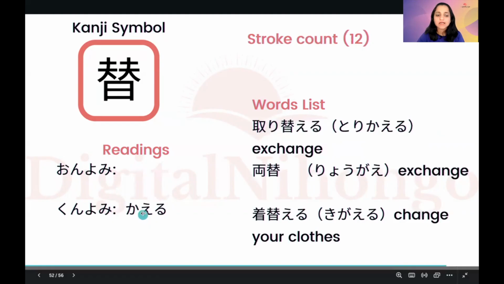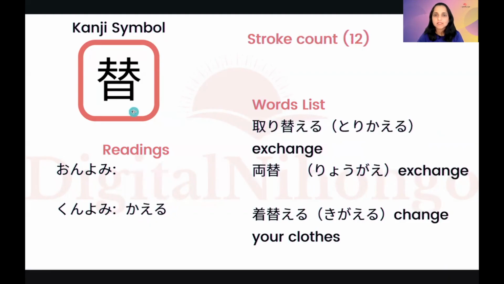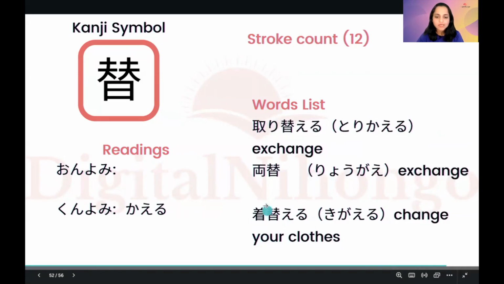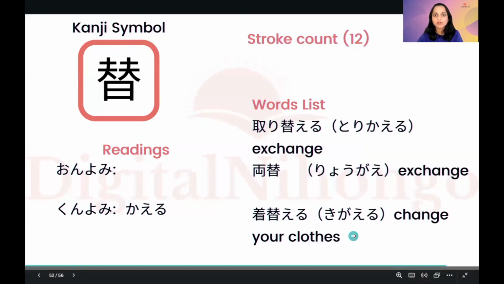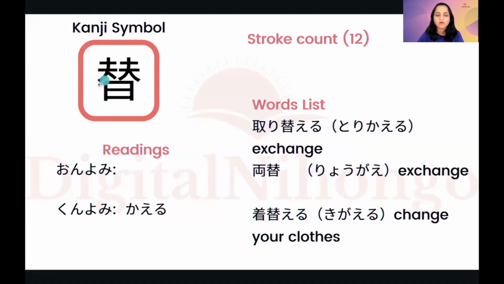And then next one is kaeru. Kaemas is change or exchange. Torikaeru, exchange. Ryogae, exchange. Kigaeru is changing your clothes. Ki is from kiru, kimas, to wear. So changing what you have worn is kigaeru, changing your clothes. Now see this. This is hi or sun, the kanji of sun, and these two parts. That is kaeru. So you can divide this kanji into three parts to remember it.